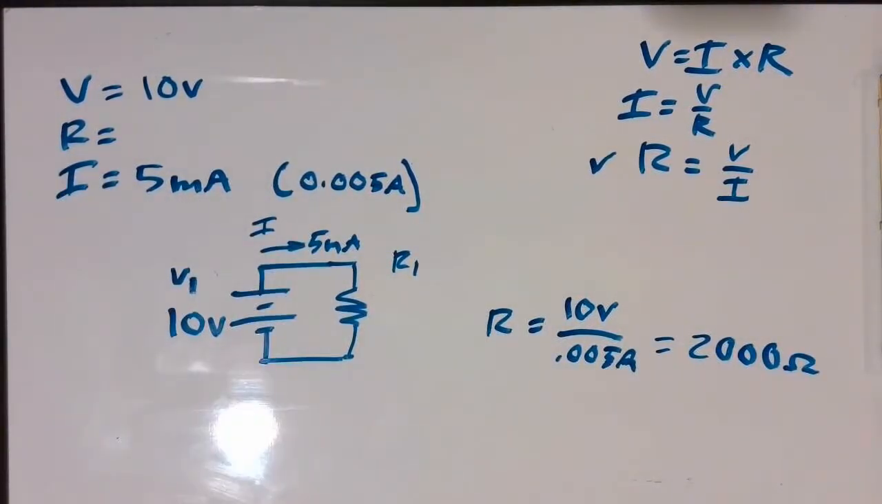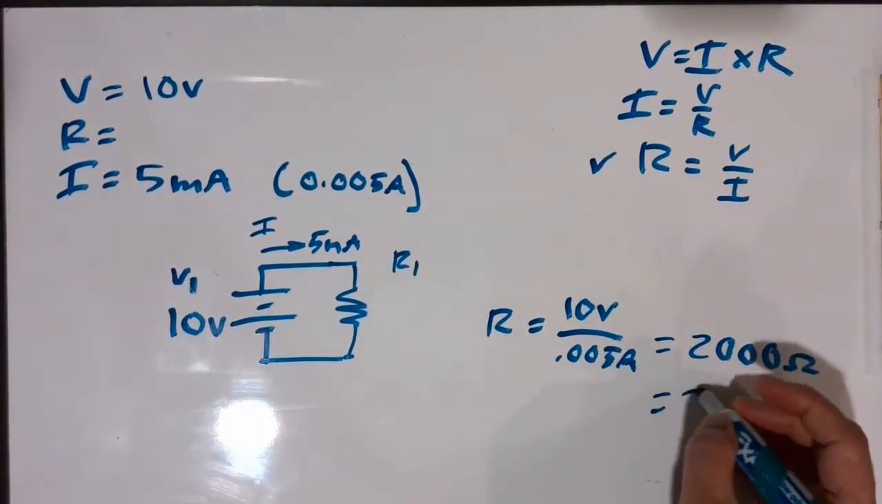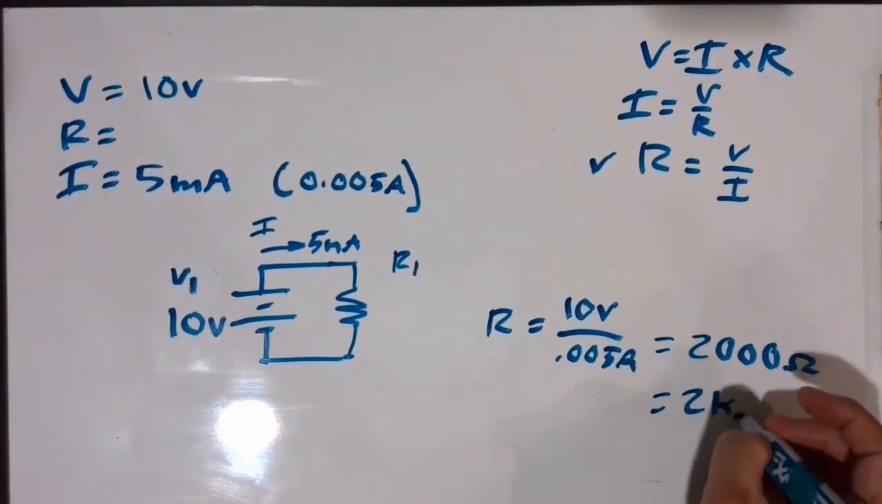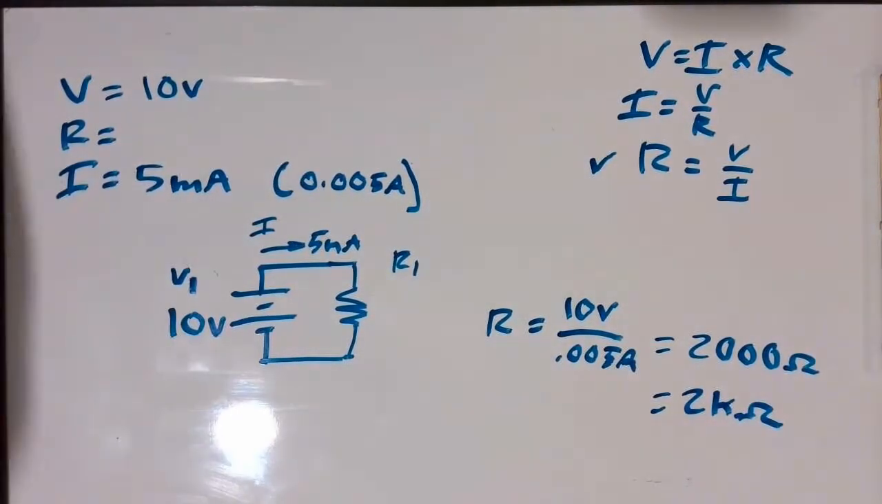But is this in engineering units? And the answer is no. We have more than 3 digits in front of the decimal place. So using the letter abbreviation K for 1,000, we would write this as 2K ohms. And that would be our final answer.